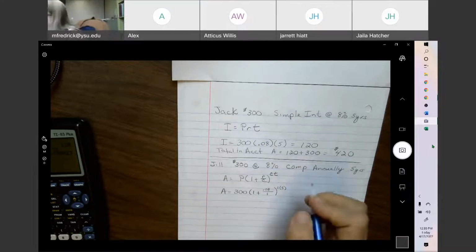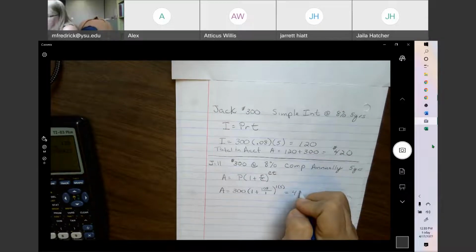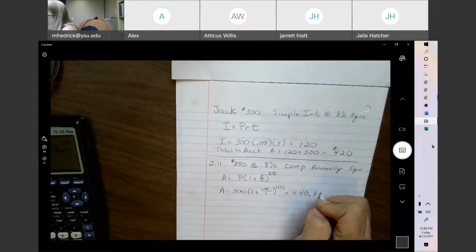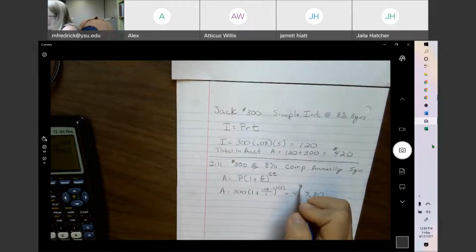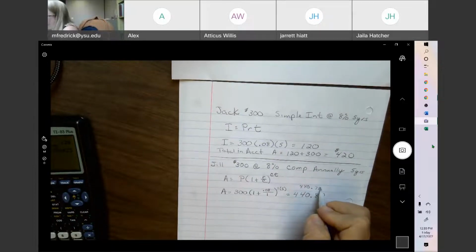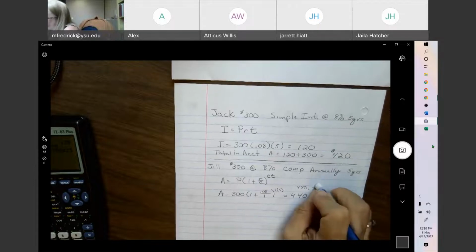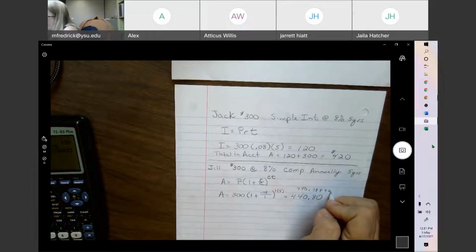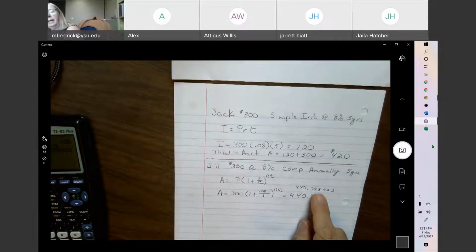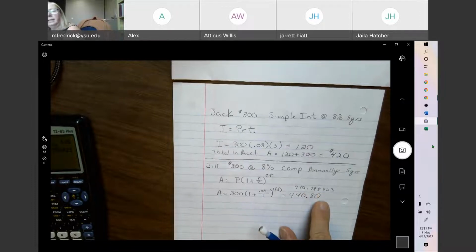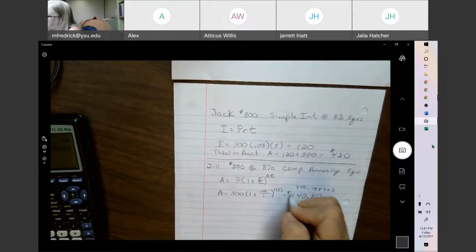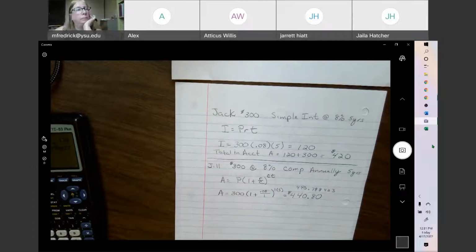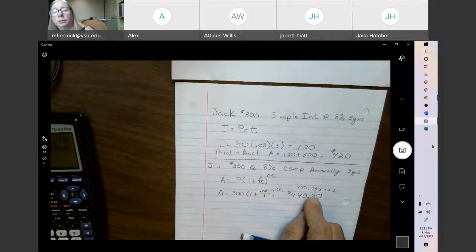440. Everyone getting 440.80. You should have this, but then that 8 rounds that 9 up, so it's 80 cents. Any questions on that? So she's making 21 more dollars.